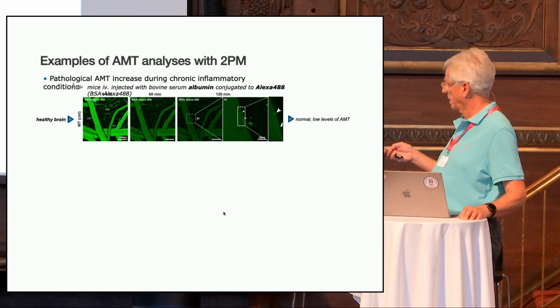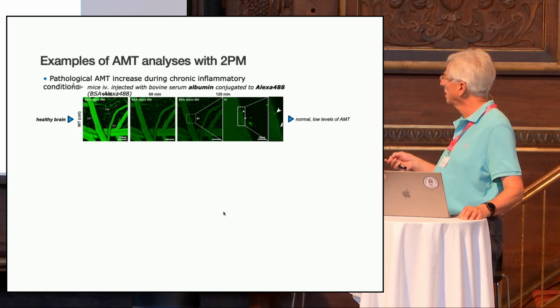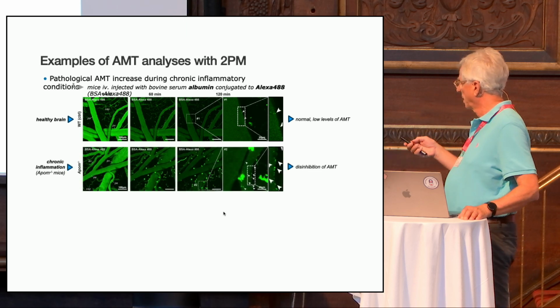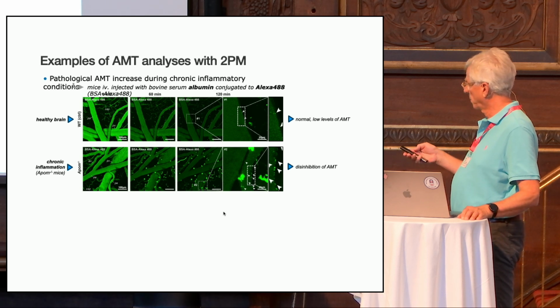So here we have a healthy brain on top. You can see here, if you inject fluorescent albumin, nothing gets into the brain. If you take away sphingosine 1-phosphate, then you actually take away the suppression of the vesicular transport.